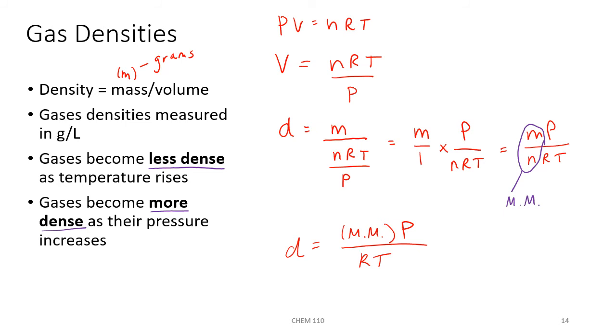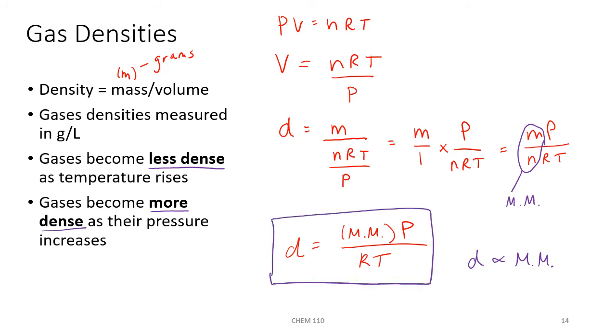And because molar mass is in the numerator, that means that the density of a gas is directly proportional to the gas's molar mass. If a gas is lighter and has a lower molar mass, it'll be less dense. If it's a heavier gas and has a higher molar mass, it'll have greater density. We'll come back to the concept of density and effusion and diffusion of gases at the end of the chapter. For now, we're going to look at some practice problems where we use the formula we just derived.